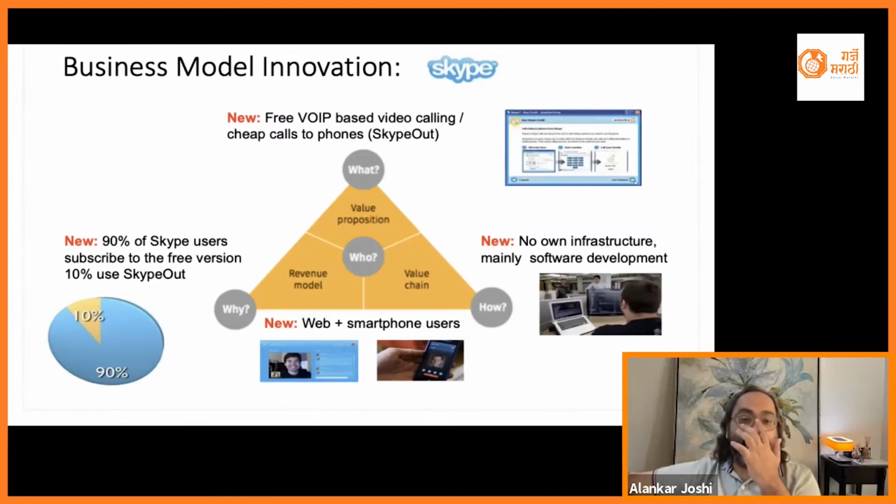Whereas with Skype, 90% of the user base are free users who call internet to internet, but 10% of their user base needs this functionality to call phones, and they are the ones who actually pay, right? So it's a freemium kind of revenue model. So there was an innovation in the revenue model as well. What this did is it completely disrupted this sector. As you know, Microsoft actually acquired Skype.